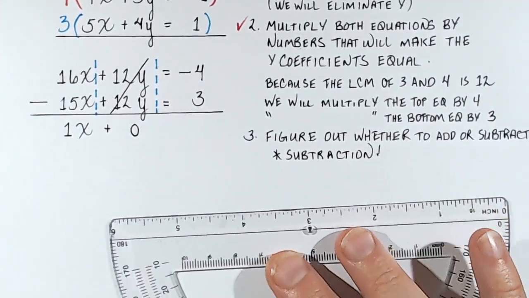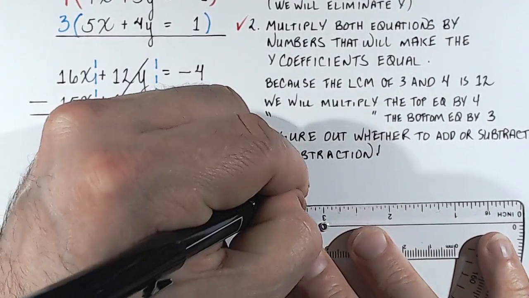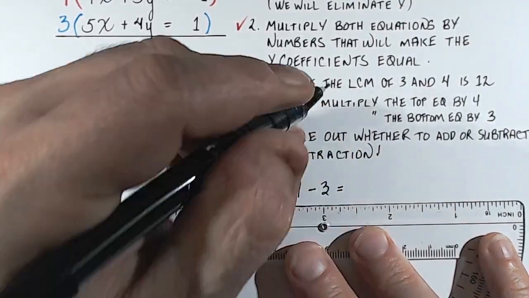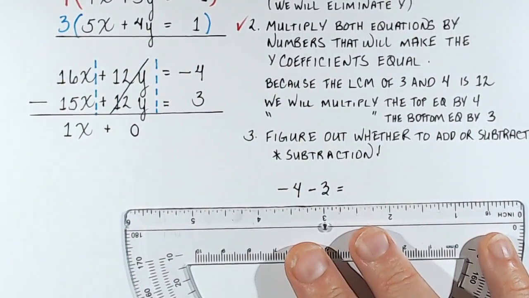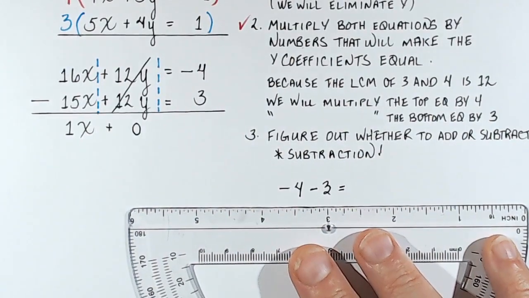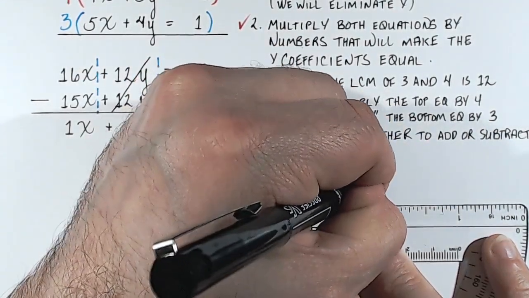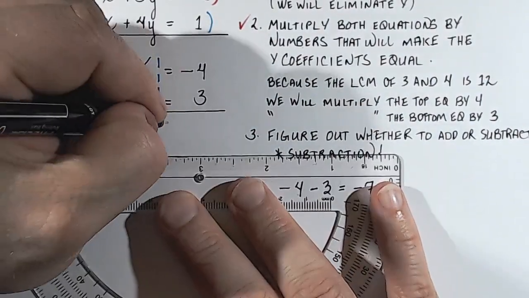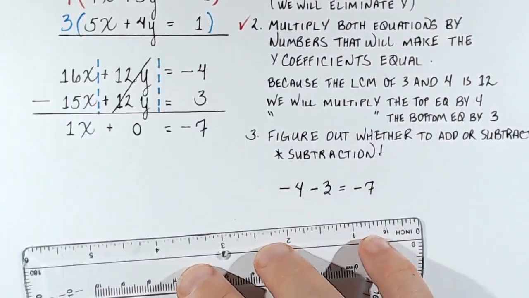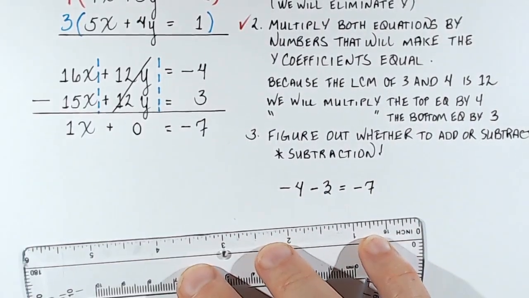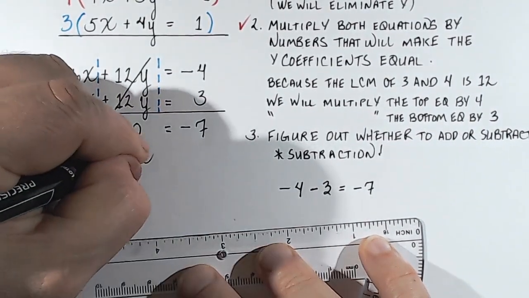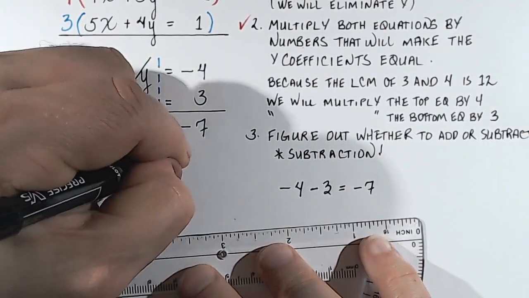So a little side work over here. Negative 4 minus 3. Okay, so it's not going to be negative 4 plus 3. It's negative 4 minus 3. So you're going further on in the negative direction, and that would be negative 7. So 1x equals negative 7. Okay, 1x plus 0 equals negative 7. Well, we don't have to write the 1 in front of the x, and we don't have to write the 0, so it's just x equals negative 7.